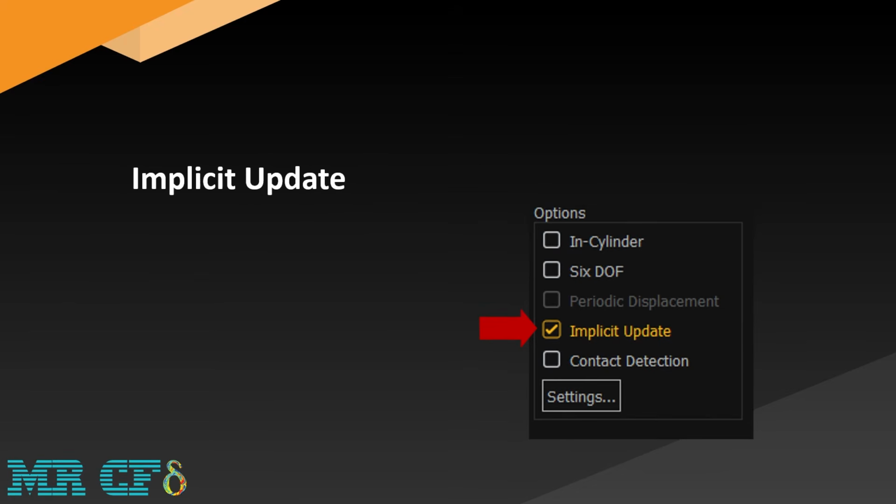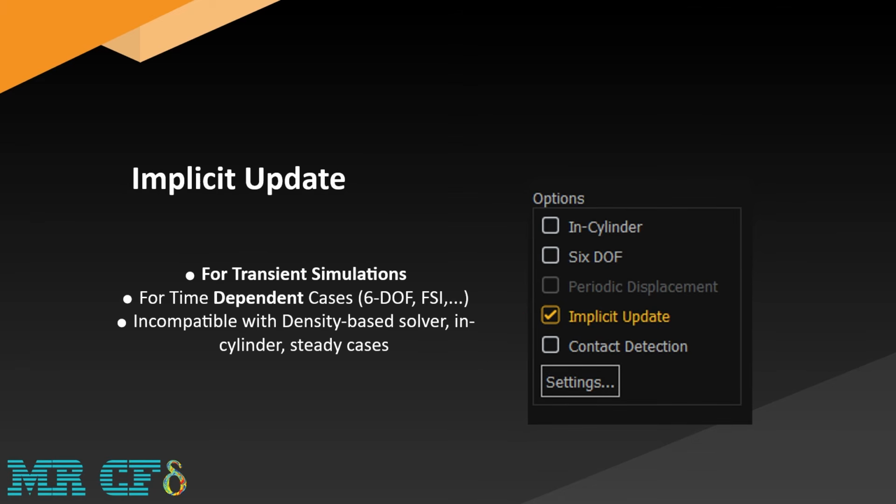Alright, up to now we covered the 6DOF model and also in-cylinder movement, and now we want to talk about the setting of the implicit update mode. When we are modeling transient problems, we can use the implicit mesh update feature. Actually, this feature is used when we want our dynamic mesh to be updated during a time step, not only at the first time step.